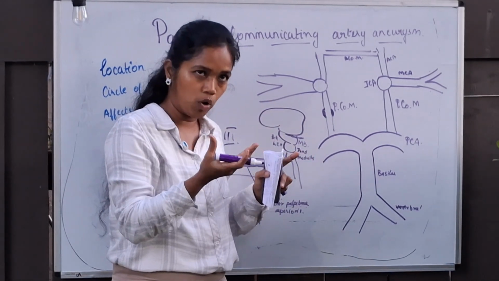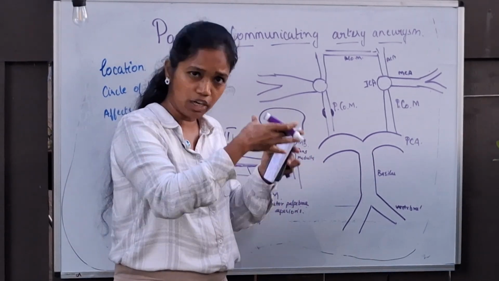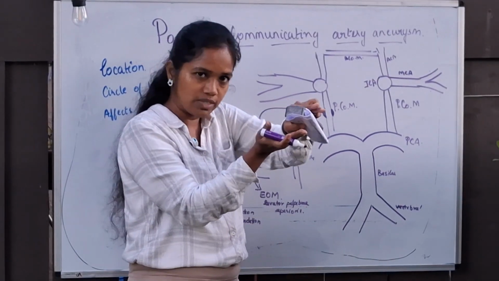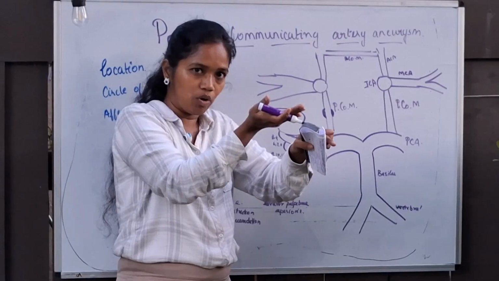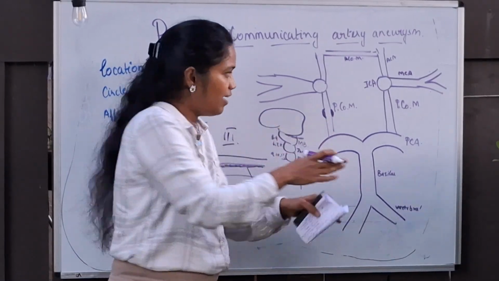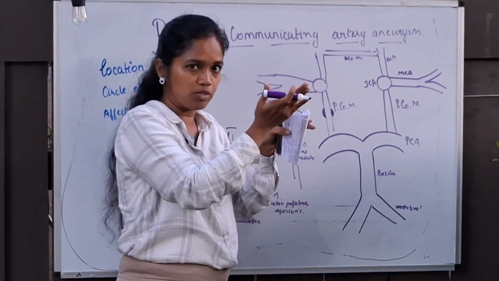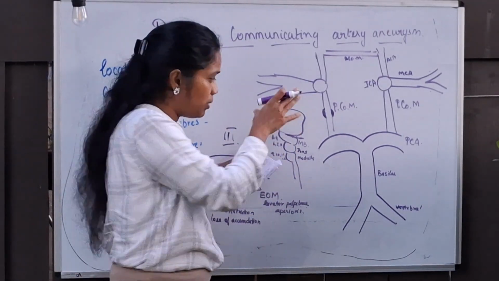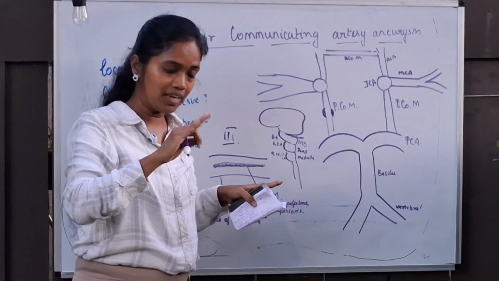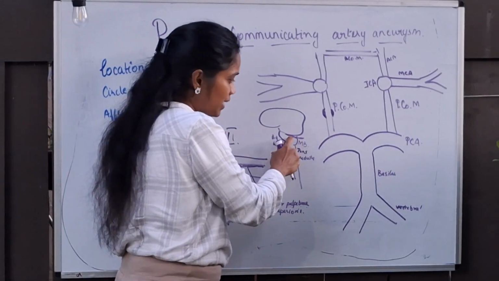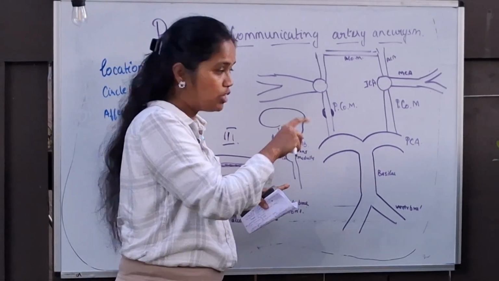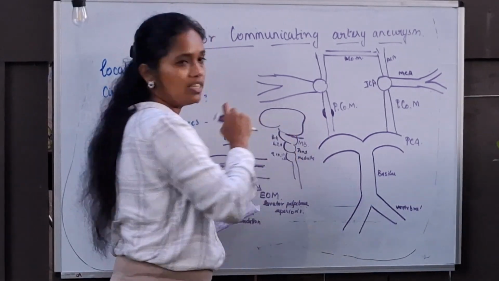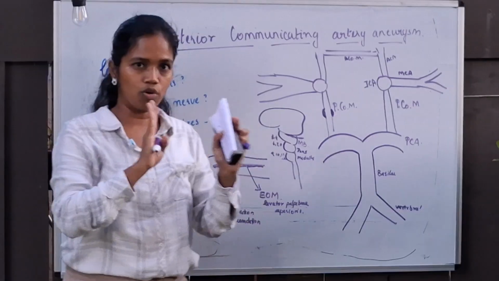Where exactly is the interpeduncular fossa? Just pertaining to the topic, if you want to know, it is that space between the base of the brain as well as the midbrain. So that area is the interpeduncular fossa. In that area we have the circle of Willis supplying the base of the brain, and similarly in that area we have our third cranial nerve coming out. So when there is an aneurysm of the posterior communicating artery, it affects the third cranial nerve. So this is about the location.